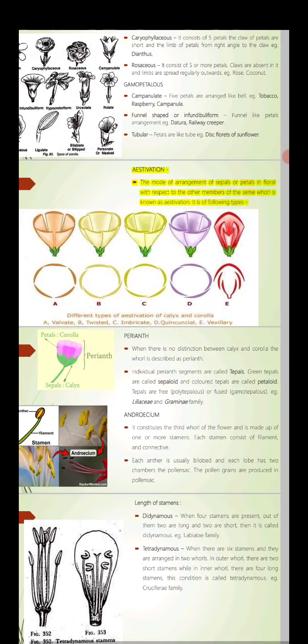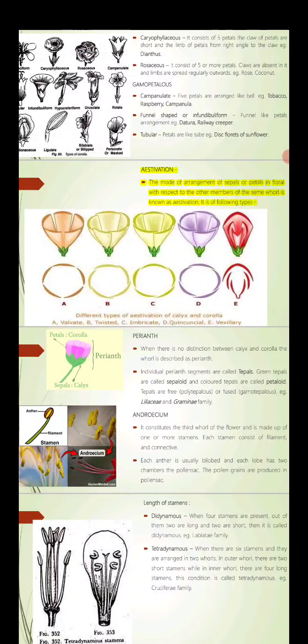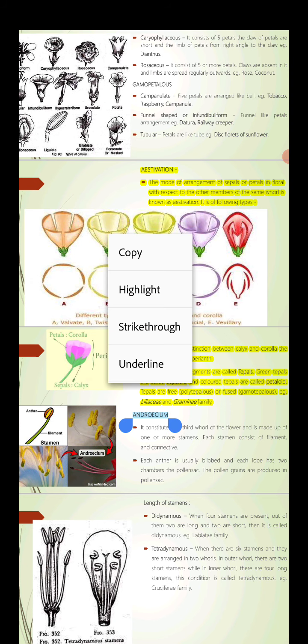Okay. So next thing is the perianth. What's the meaning of the perianth? When there is no distinction between calyx and corolla, the whorl is called the perianth. The individual perianth segments are called tepals, and the green tepals are called sepaloid, and colored tepals are called petaloid.